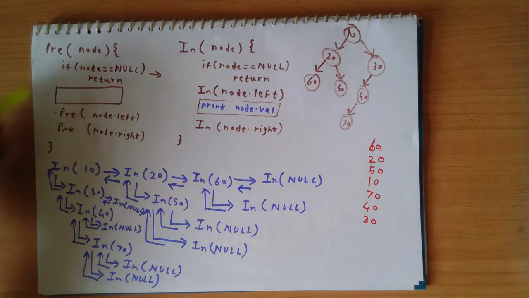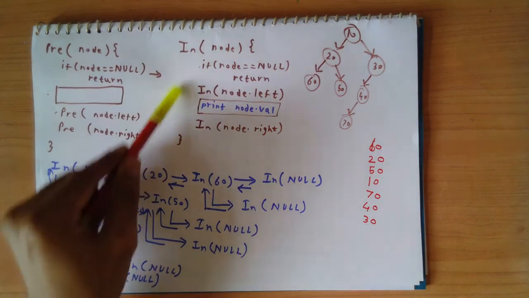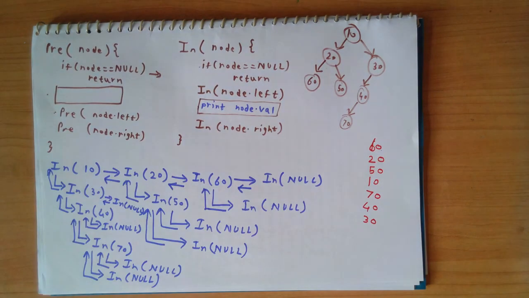So just like the pre-order traversal, in order traversal also visits each node once. It performs a constant time operation per node. That's what we are assuming. So in that case, the time complexity of our in-order traversal would be theta n, if n is the number of nodes in our tree.